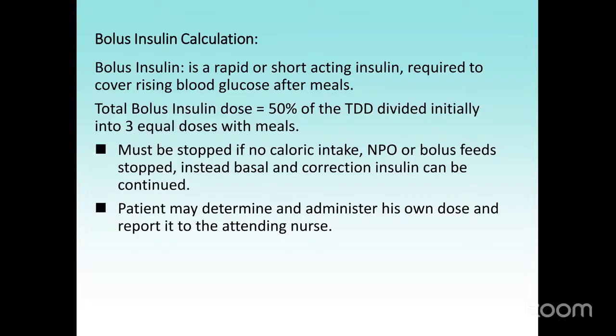For the bolus, bolus insulin equals 50% of the total daily dose of insulin, divided initially into 3 doses with meals. According to the meal, we can divide it into 2 doses or 3 doses, and we usually use a rapid or short-acting type of insulin. And this bolus insulin dose must be stopped if there is no caloric intake, or NPO, or bolus feed is stopped.